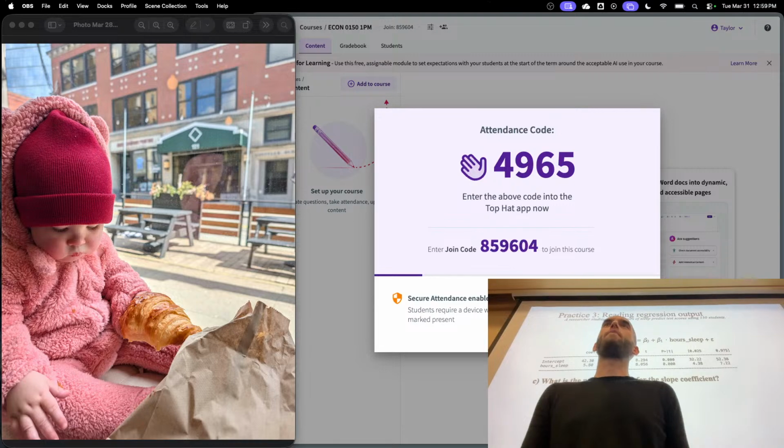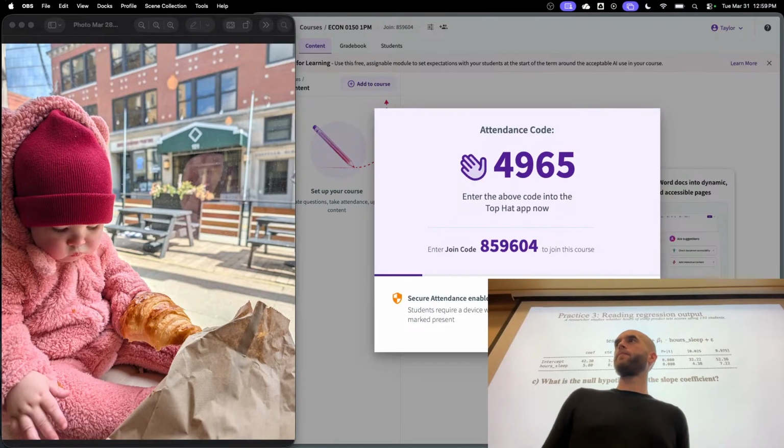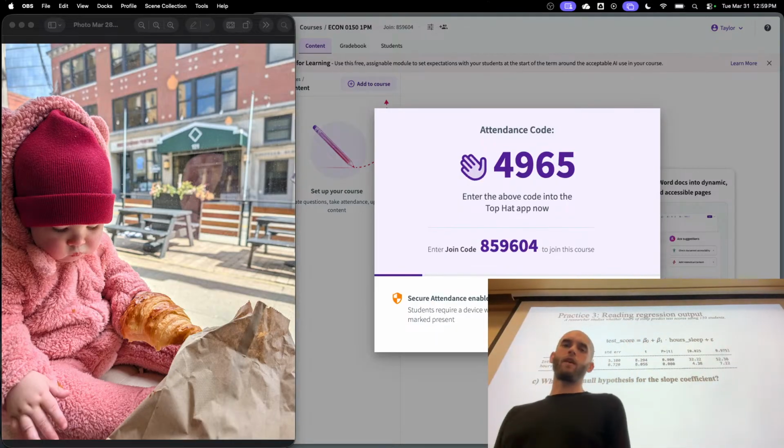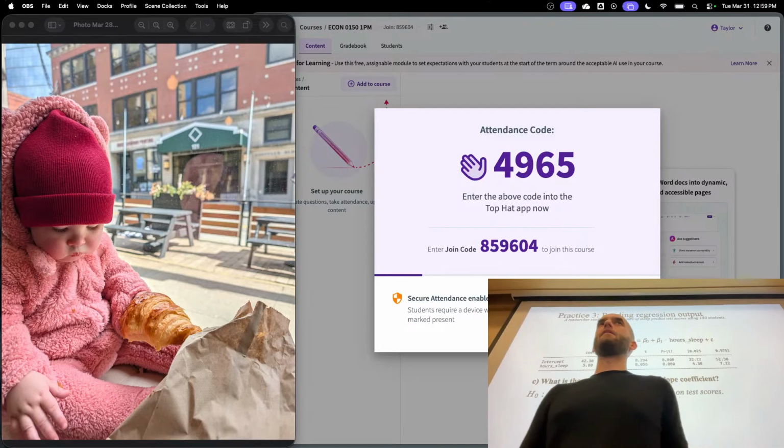Okay, null hypothesis. Someone want to tell me what it is? Matt. The null hypothesis would be that the number of hours of sleep doesn't impact the test score. That's right. The null hypothesis is that the slope is 0. So in this case, that would say if the slope was 0, there would be no relationship between hours of sleep and test scores. Okay.